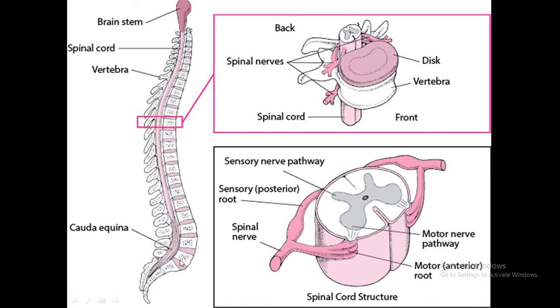And at the right, we can see the cross-section of the spinal cord, which reveals white matter arranged around a butterfly-shaped area of gray matter. The white matter consists of myelinated fibers or axons that form nerve tracts ascending to and descending from the brain. The white matter is grouped into discrete sectors called funiculi. And we can see the sensory posterior root or dorsal root and motor anterior root.